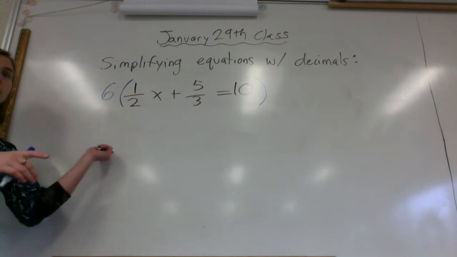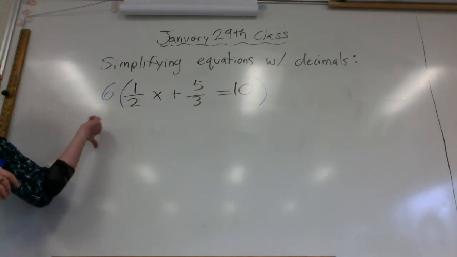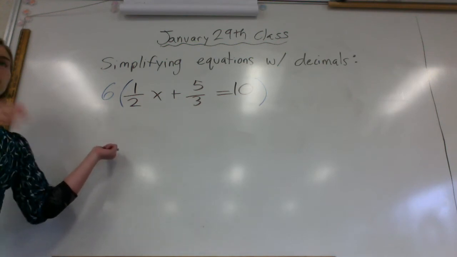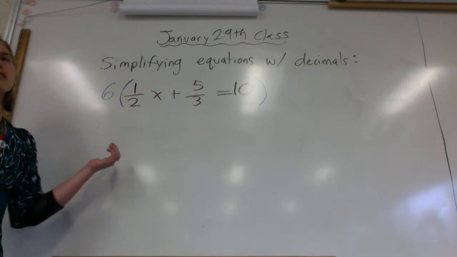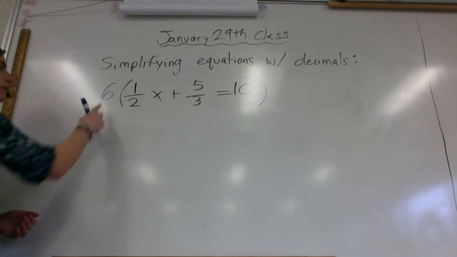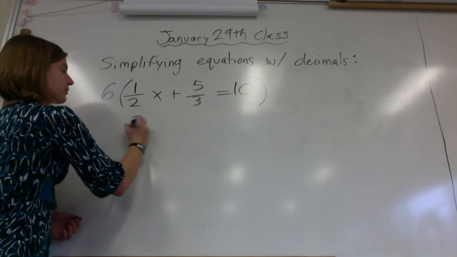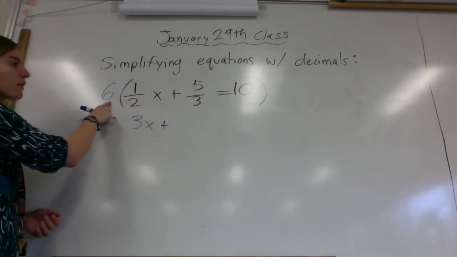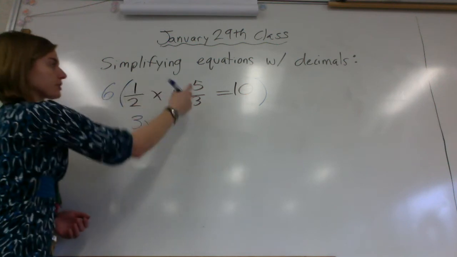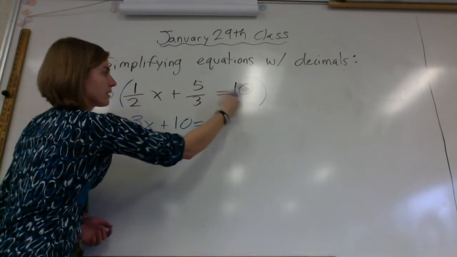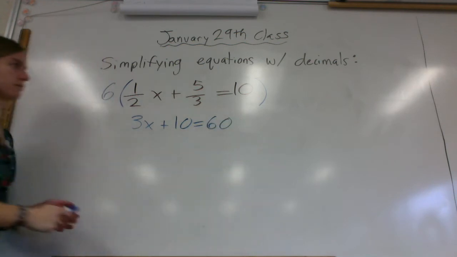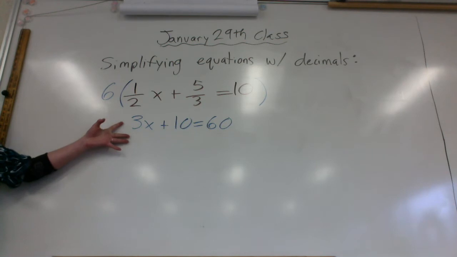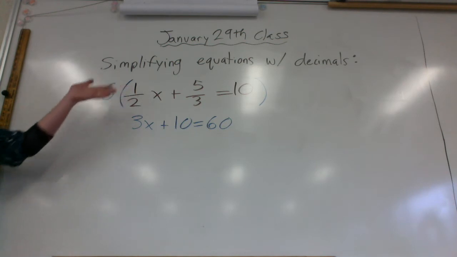Do you have a question, Brian? Can't you turn 5/3 into a mixed number, and then wouldn't that be easier to turn into a decimal? But it's still going to be 0.333333333. That's the problem. All right, so half of 6, we got 3x. 6 and 3, one of the 3s cancel out, leaving behind 2. 2 times 5 is 10, and then 6 times 10 is 60. So that looks a lot simpler to solve than with the fractions.